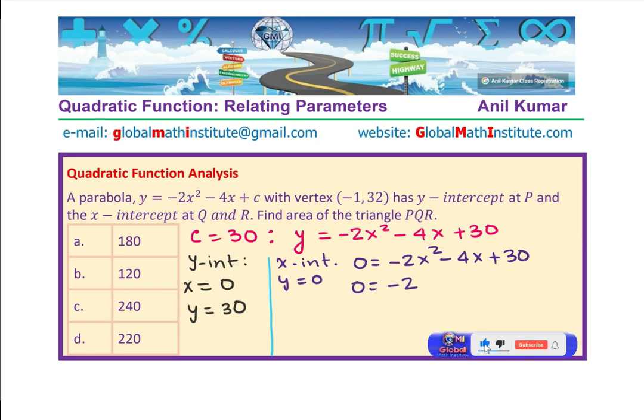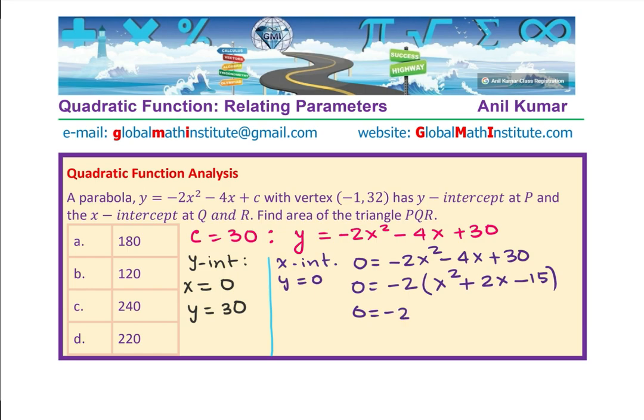Let's factor out minus 2. So we get x squared plus 2x, and this becomes minus 15, right? We factored out 2. And now let's further factor.